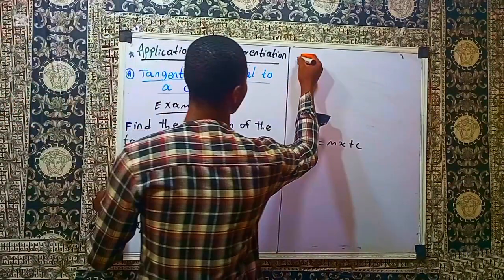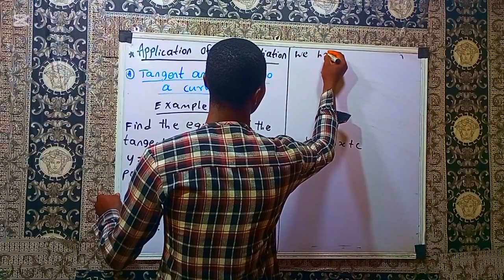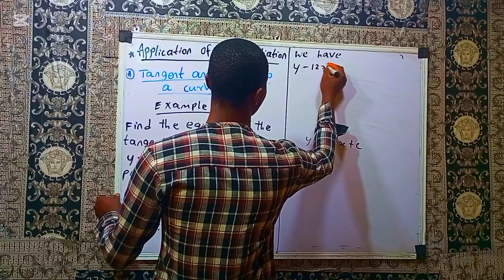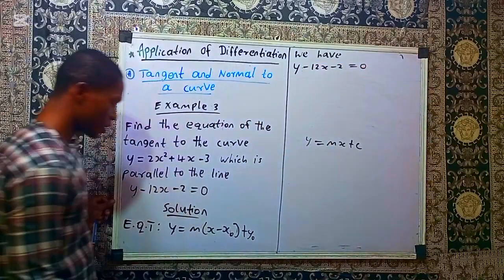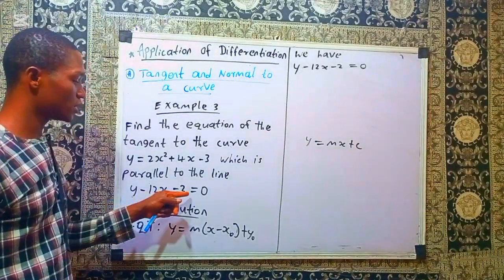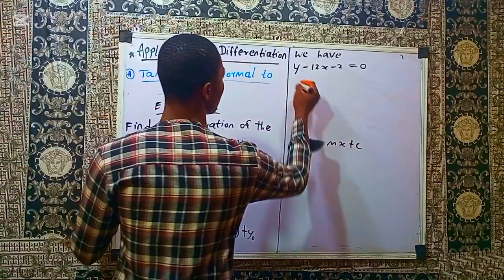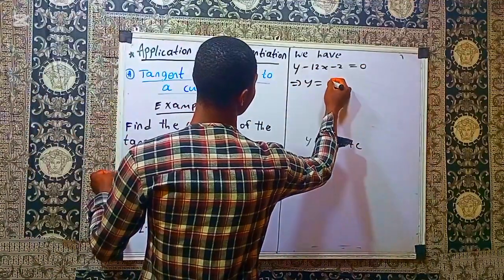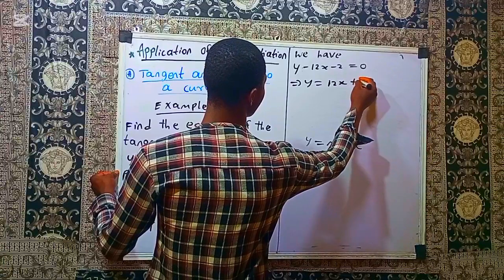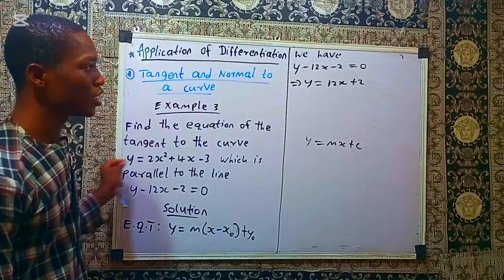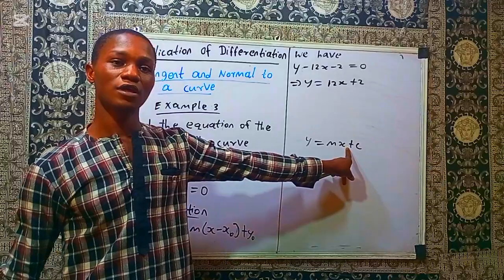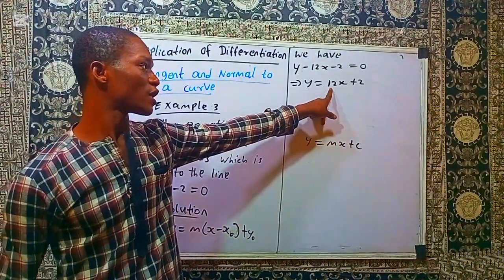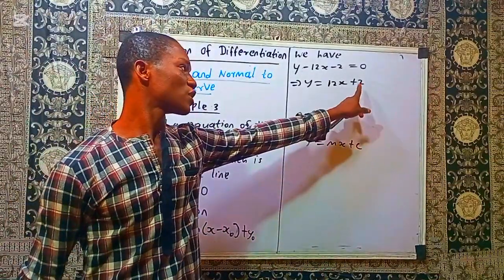We have y minus 12x minus 2 equals 0. This is the line given to us. So if we put it in this form, this implies that y is equal to, move every other thing to the right, move this to the right, it will change to positive 12x, move this to the right, change to positive 2. So I put this to this form. If you compare this and this standard equation of a straight line, you find that m here is corresponding to this 12, and this c here is corresponding to this 2.